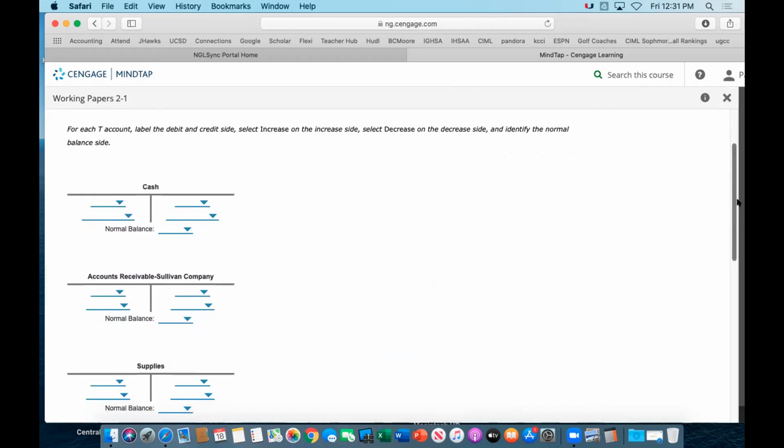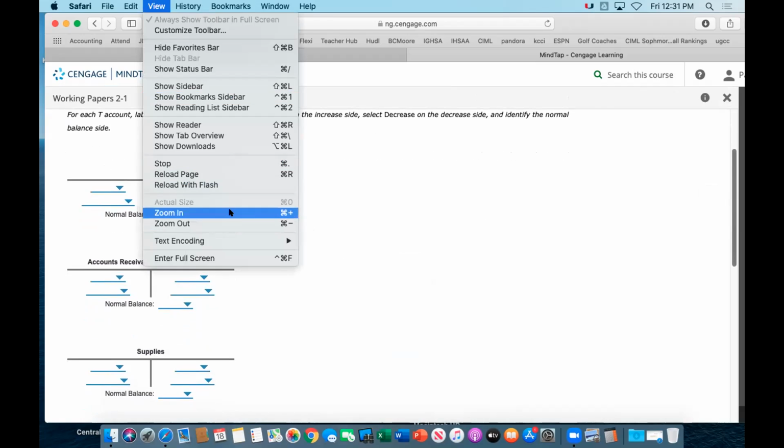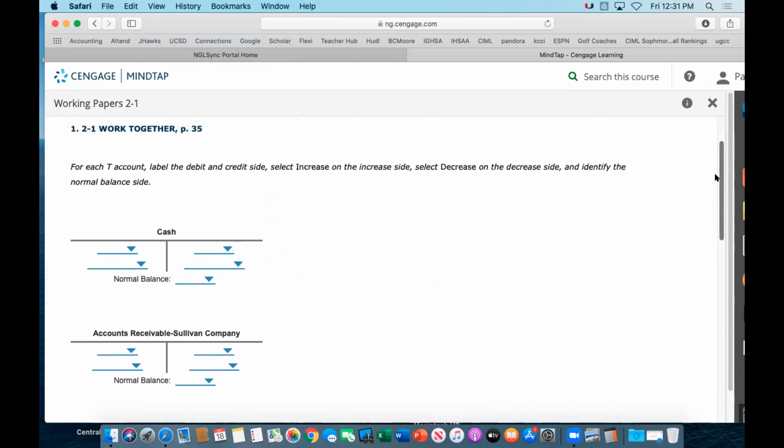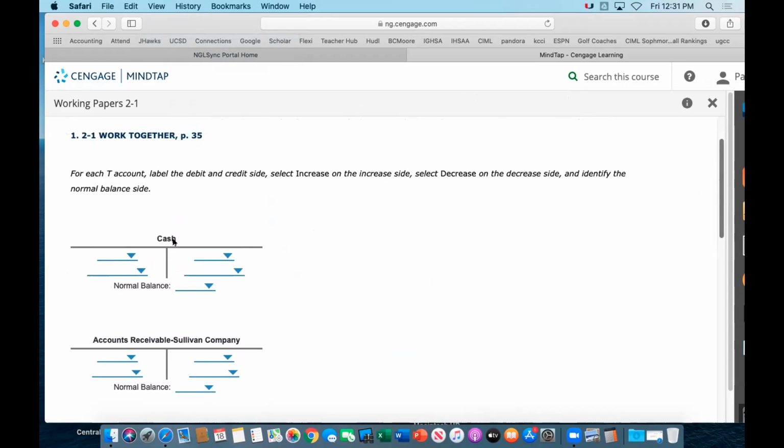All right, fantastic. I'll zoom in a smidge. All right, so it says for each T account, our counting device that helps us learn it, we need to label debit and credit, increase side, decrease side, and the normal balance. Well, we just told you, how are we defining normal balance? It's the increase side. So this isn't going to be too bad, right?